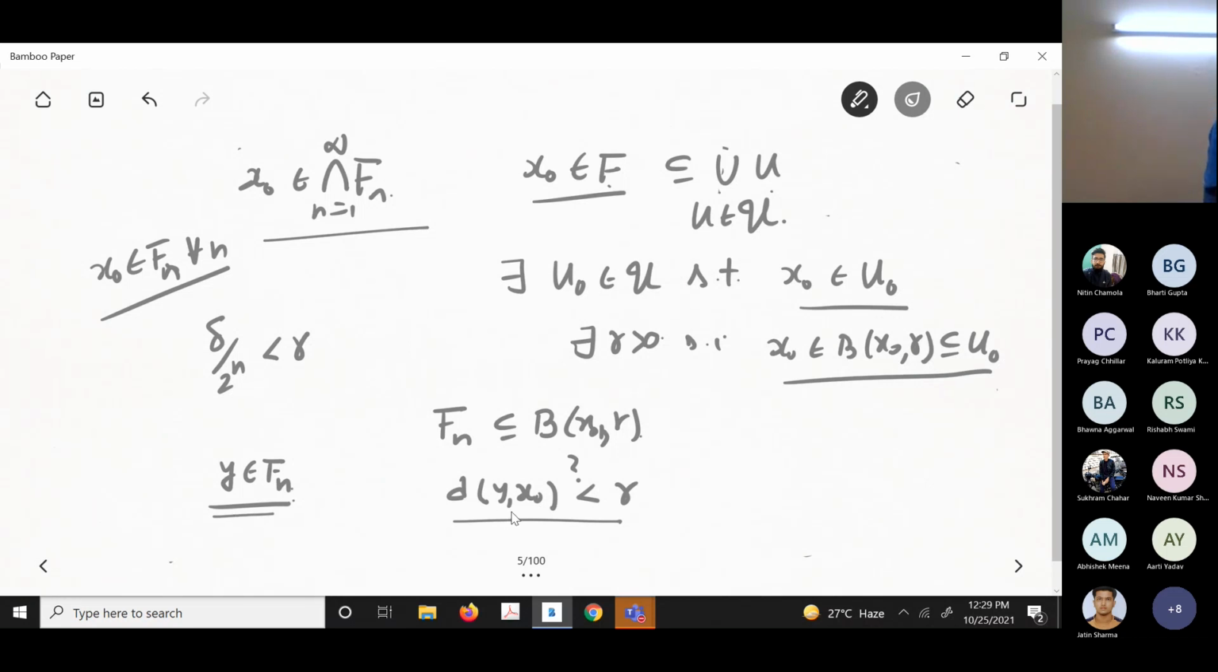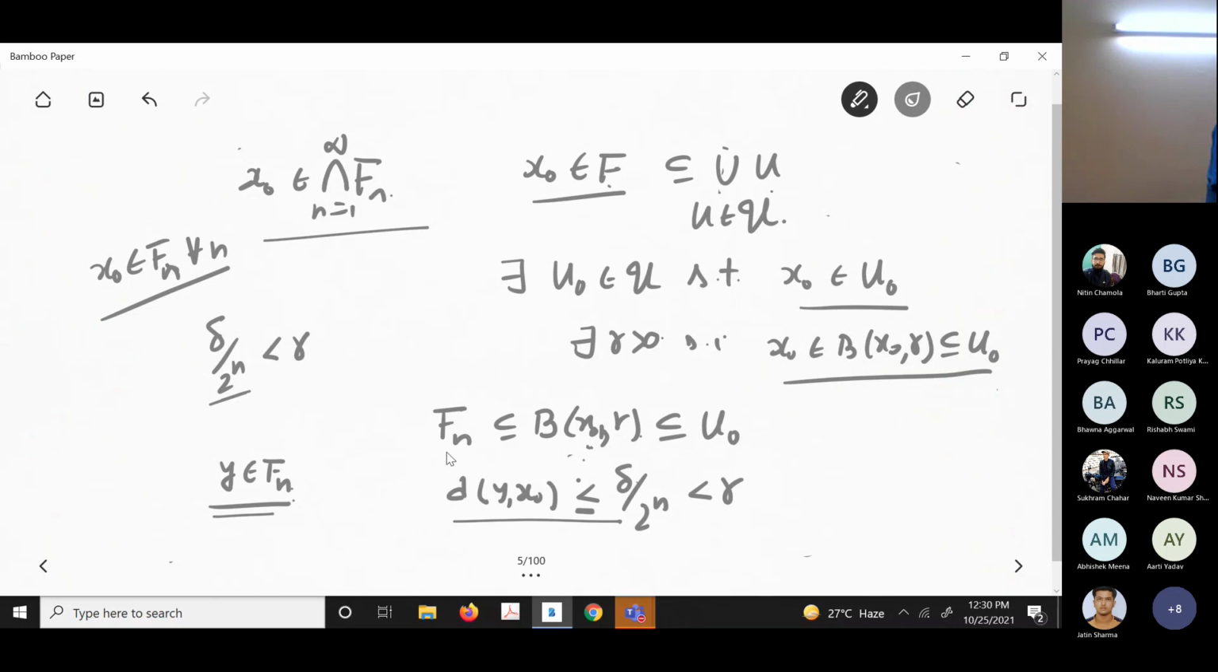But that means x naught belongs to Fn, y belongs to Fn, and the diameter of Fn is this. So that you are getting this. You need to know that and note that x naught belongs here, each Fn, and this is less than this. Okay, so that y belongs here. Okay, you got it. Now Vx naught is contained in U naught.